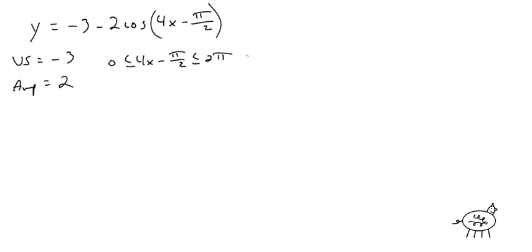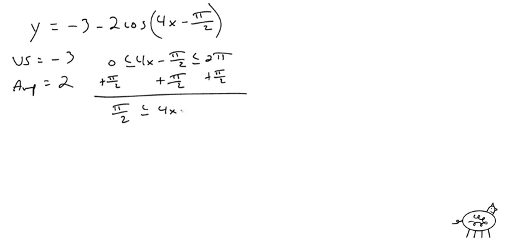Now, you don't divide by 4 here first. It's not like saying 4 parentheses x minus 2. It's saying 4x minus pi over 2. So the first thing we're going to do is we're going to add pi over 2 to all sides. And we get pi over 2 less than or equal to 4x less than or equal to 5 pi over 2. And then we're going to multiply everything by 1/4. So pi over 8 less than or equal to x less than or equal to 5 pi over 8.